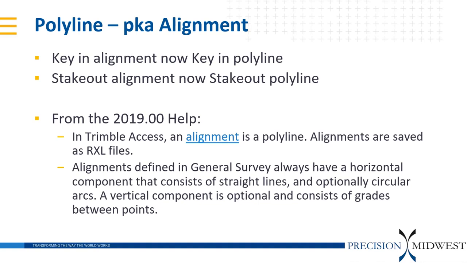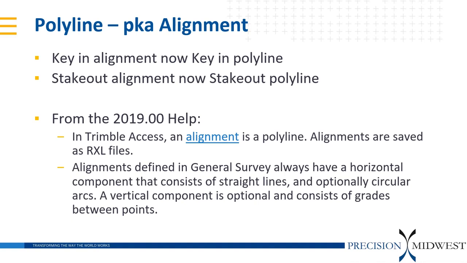Key in alignment is now key in a polyline. Stake out alignment is now a stake out polyline. Virtually the same thing, just a little different look. In Trimble Access, an alignment is a polyline. Alignments are saved as RXL files.